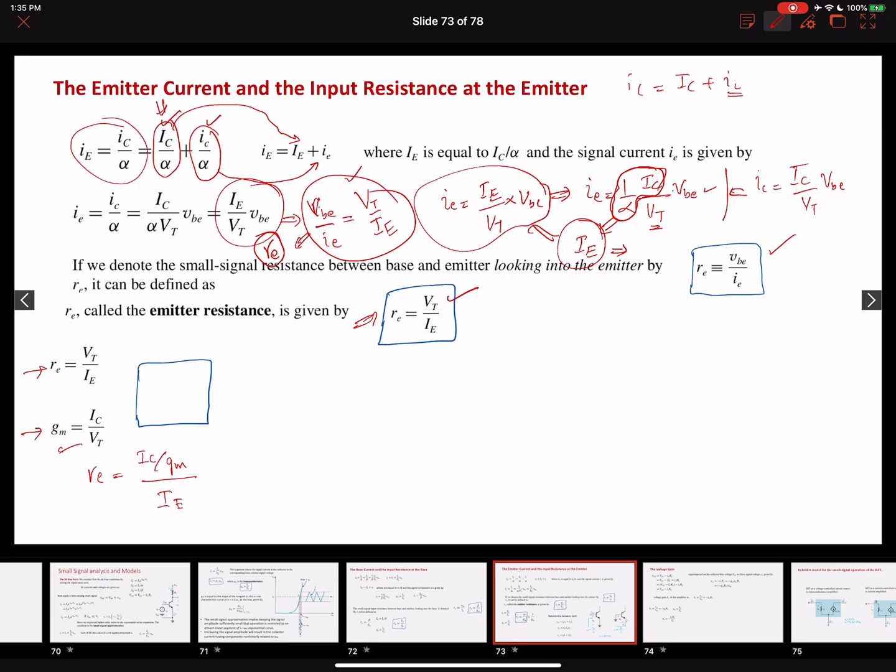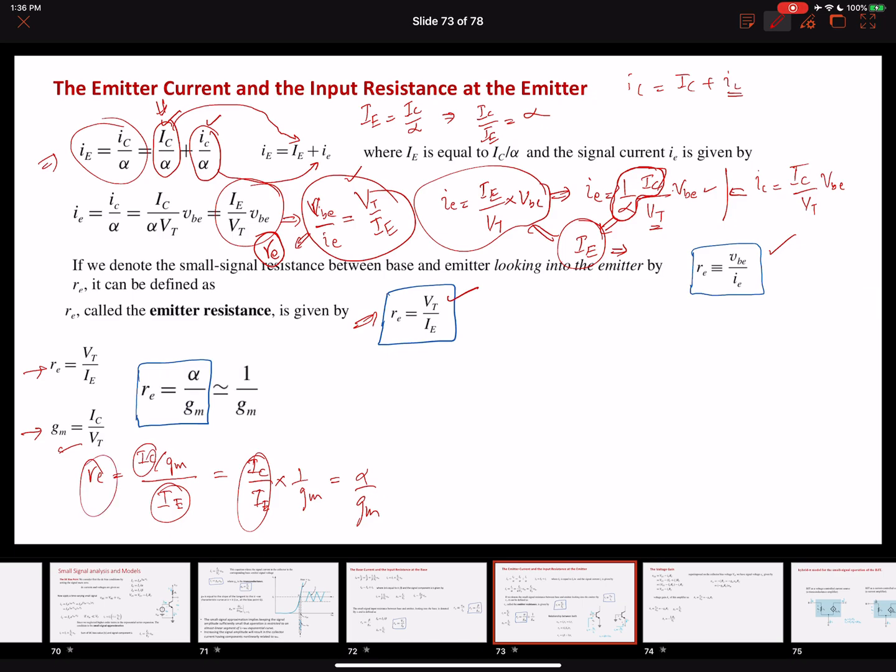Okay, so now what do we have here? Our IC over IE is, for the DC part, our capital IE equals IC over alpha. So we have IC over IE equals alpha. So IC over IE into 1 over GM equals alpha over GM. So this is the new value of the RE that we can also have.